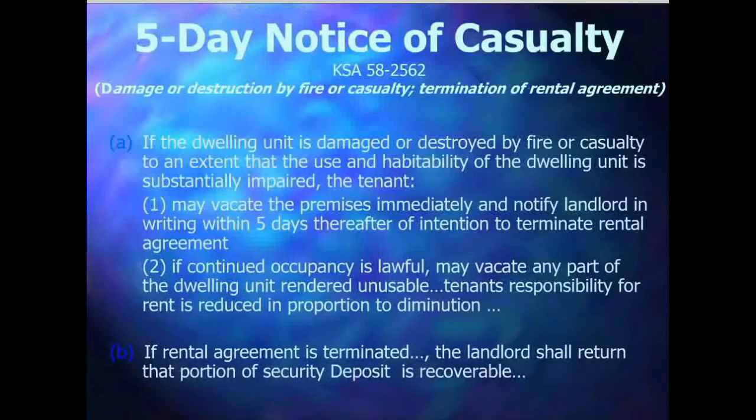The 5-day notice of casualty under KSA 58-2562 is another notice that tenants may serve to their landlord under these circumstances. If the dwelling unit is damaged or destroyed by fire or casualty to an extent that the use and habitability of the dwelling unit is substantially impaired, the tenant under 1 may vacate the premises immediately and notify the landlord within 5 days thereafter in writing.